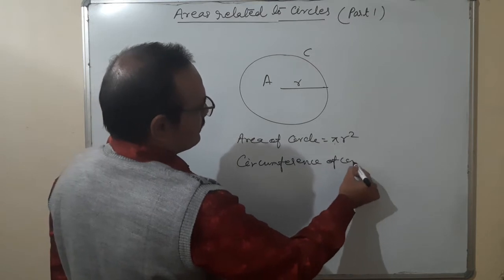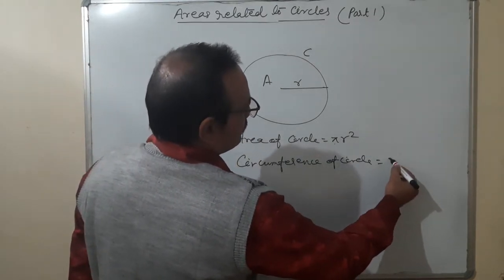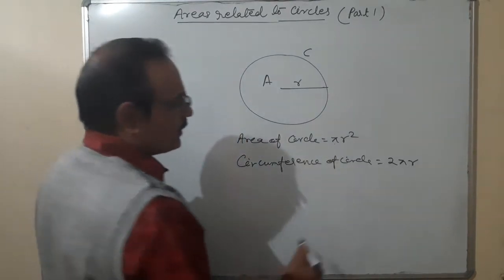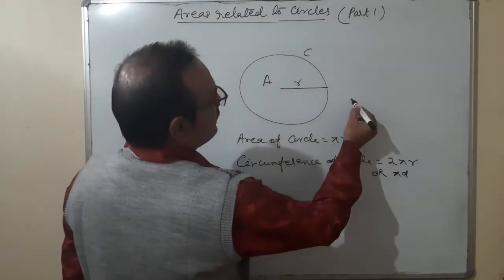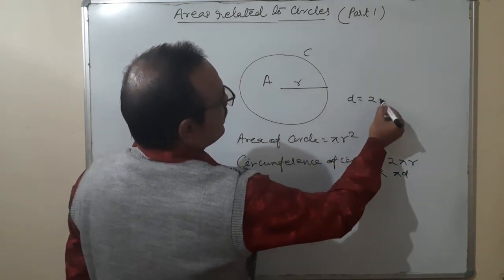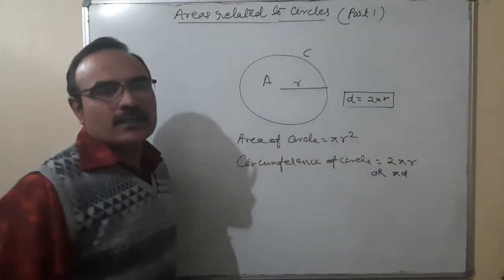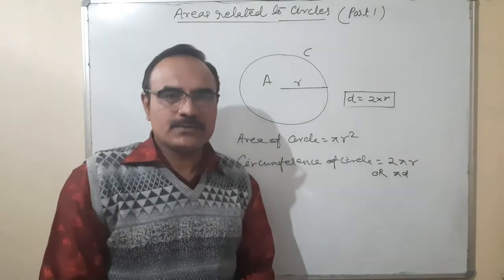The circumference of a circle is equal to 2 pi r, or pi d, because you know that diameter is equal to 2 multiplied by r. Diameter is always double the radius. So there are two formulae of a circle: one is the circumference, the second is the area of the circle.